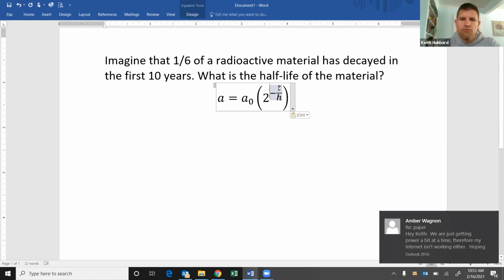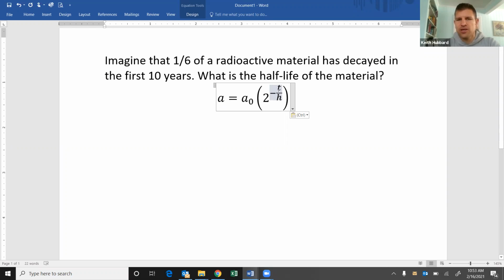Well, what's T over H? Notice that T is the time that's passed and H is the half-life. So if the half-life was 30 years, when T equals 30, you'd be multiplying times 2 to the negative 1. Okay, but let's look at our problem in particular.